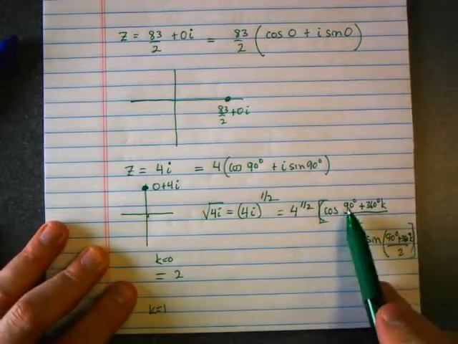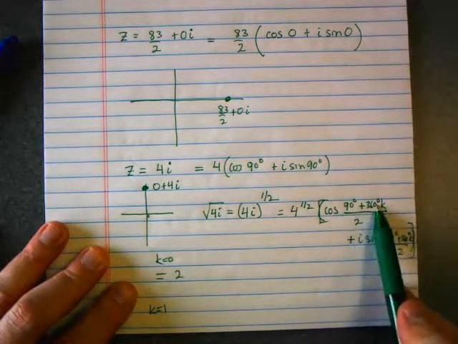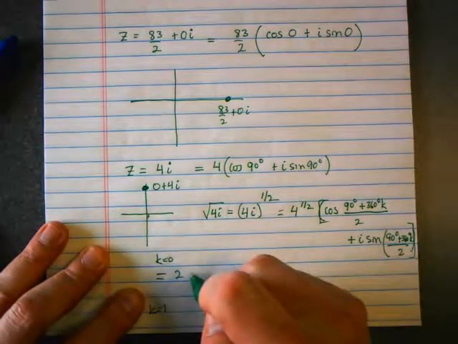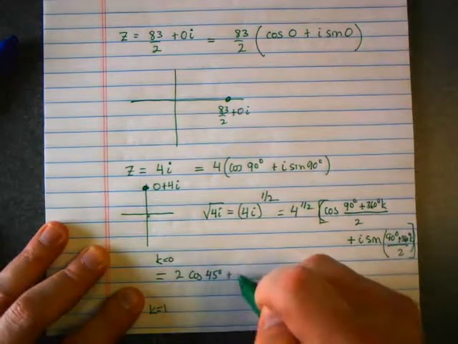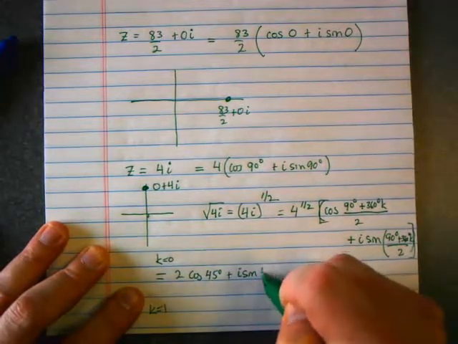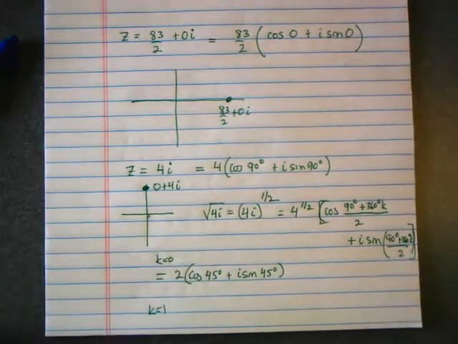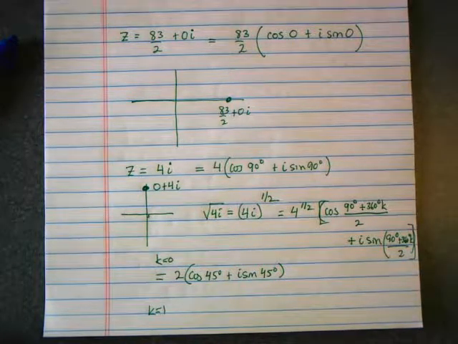And then what's 90 plus 360? Oh, no, I'm sorry. k is 0. What's 90 plus 0? And 90 divided by 2? 45. So I'm going to have 2 cosine 45 degrees plus i sine 45 degrees. So there's one of the square roots of 4i. I'm very happy that that's an answer.